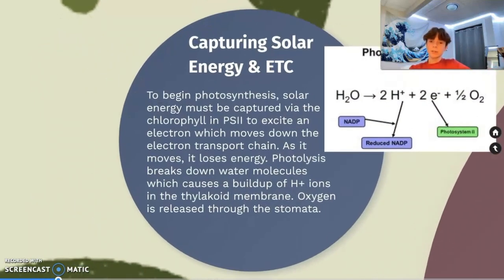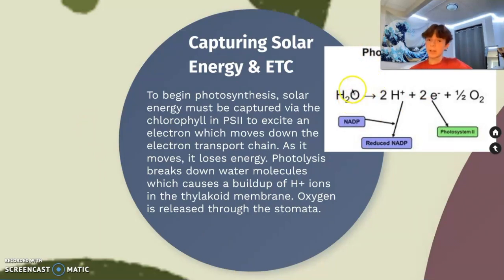Now, first we're going to talk about stage 1, which is capturing solar energy and the electron transport chain of photosynthesis. To begin photosynthesis, solar energy must be captured through the chlorophyll in photosystem 1 and photosystem 2, to excite an electron which moves down the electron transport chain. As it moves, it begins to lose energy. This is where photolysis takes place and breaks down water molecules, which causes a buildup of hydrogen ions in the thylakoid membrane. And this little picture is about the photolysis of water.